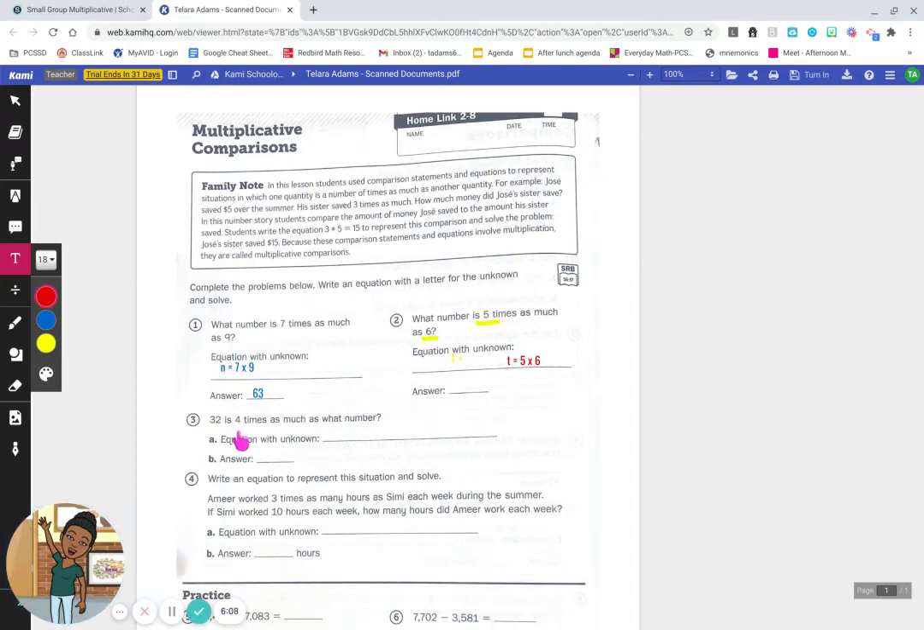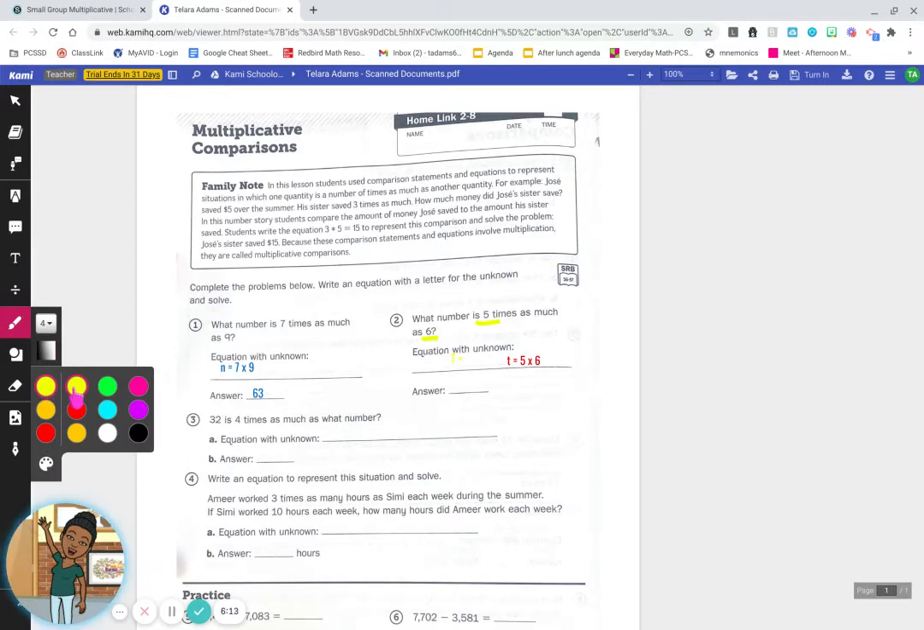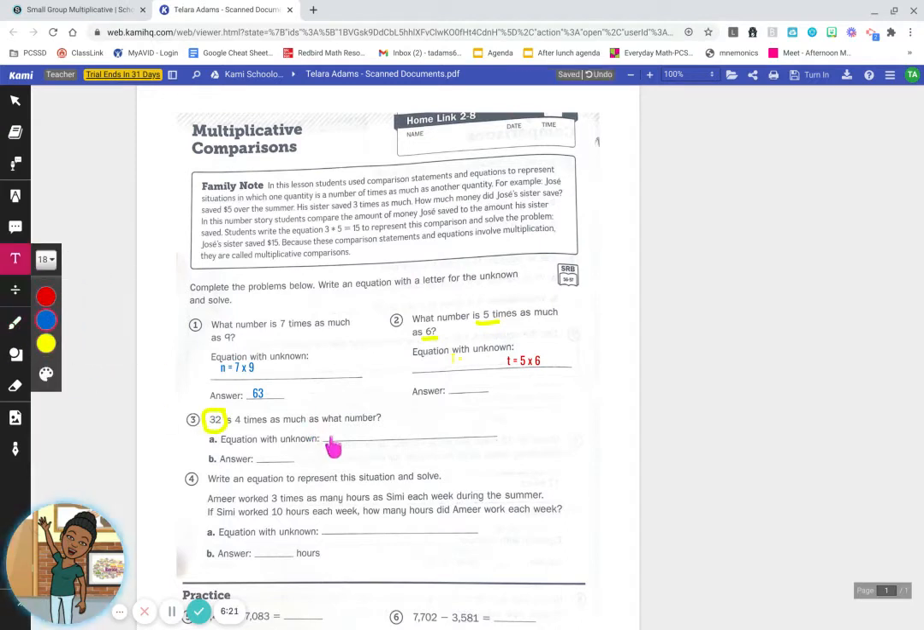But in this equation, we know our product. What is our product? Our answer. Yes, our answer is 32. So we're trying to determine 4 times what? We know the product is 32 equals 4 times, what letter do you like? Okay, K. 32 equals 4 times K.